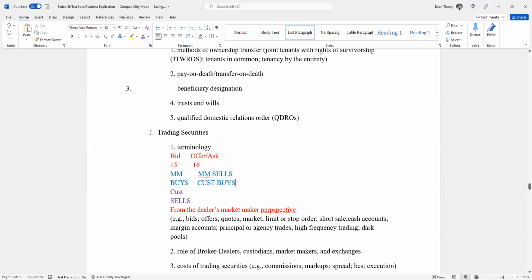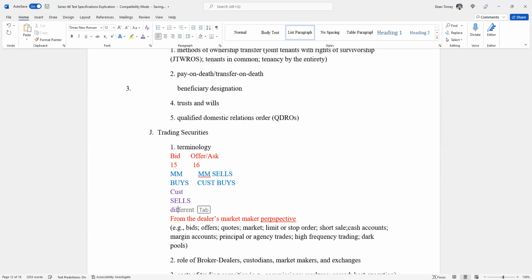And then the difference between the bid and the offer is called the spread. And that's how dealers, market makers make their living, on the spread. The difference between what I buy securities into my inventory at and what I sell securities out of my inventory at.